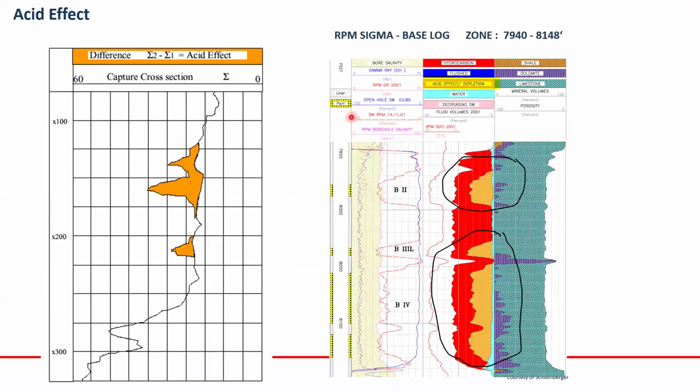This is an example of sigma. As you see here, this one is actually calculated as acid effect or depletion. We have a lot of water saturation, but they did an acidizing, an acid job. So this one shows increased water saturation, but it's not actually, it is just the effect of acid.